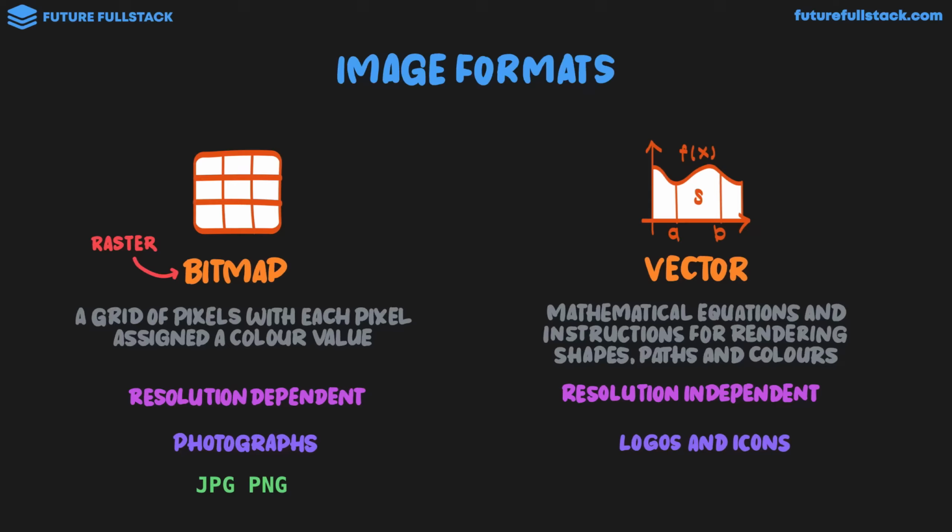And common formats for vector images are SVG, which stands for Scalable Vector Graphics, and AI, which stands for Adobe Illustrator, which is a type of vector graphic file created in Adobe Illustrator, a popular vector graphics editing program. So let's now take a look at some vector images.